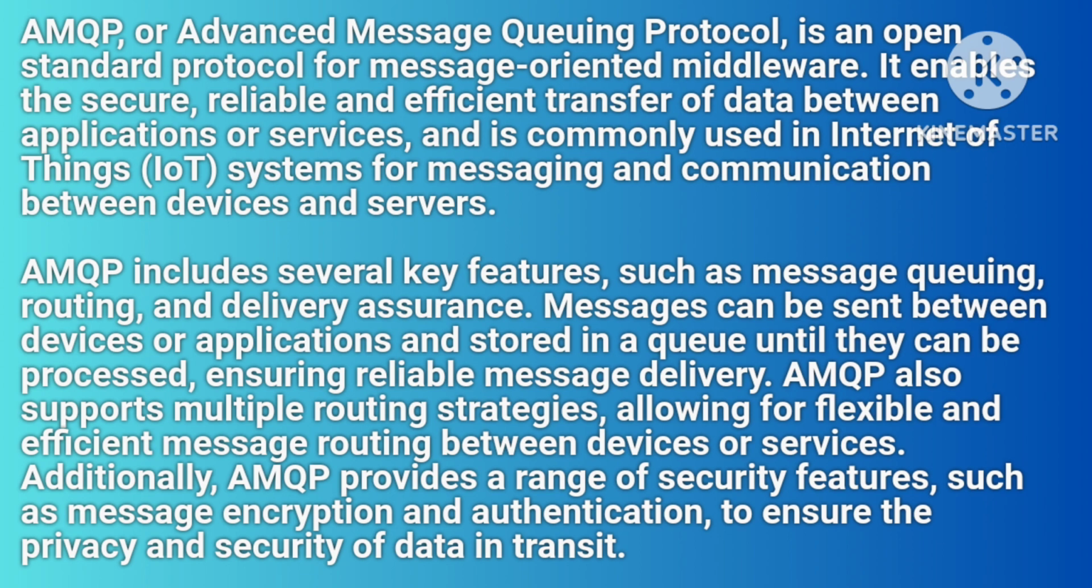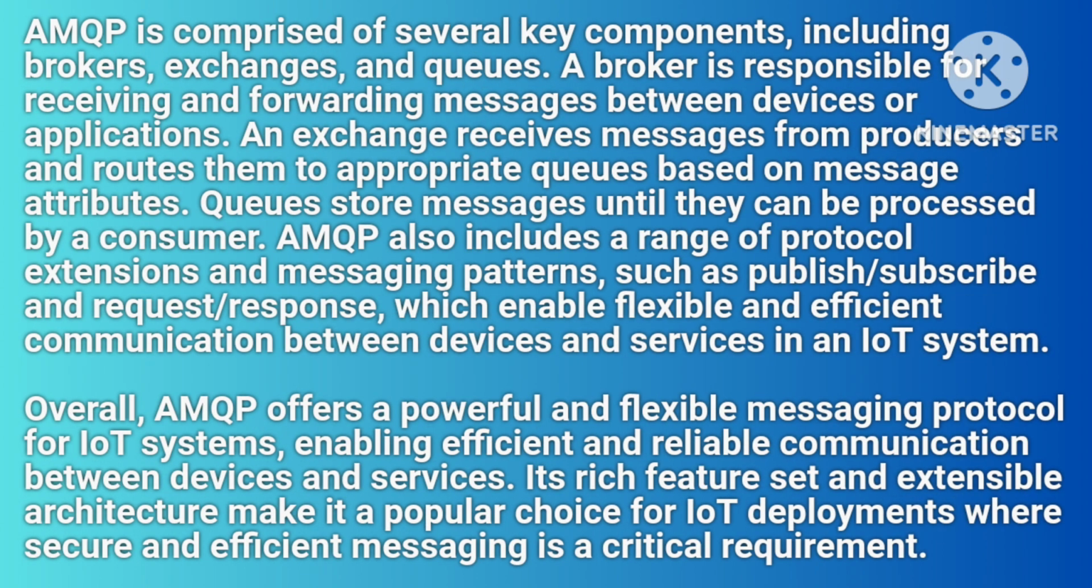AMQP also supports multiple routing strategies, allowing for flexible and efficient message routing between devices or services. Additionally, AMQP provides a range of security features, such as message encryption and authentication, to ensure the privacy and security of data in transit. AMQP is comprised of several key components, including brokers, exchanges, and queues.